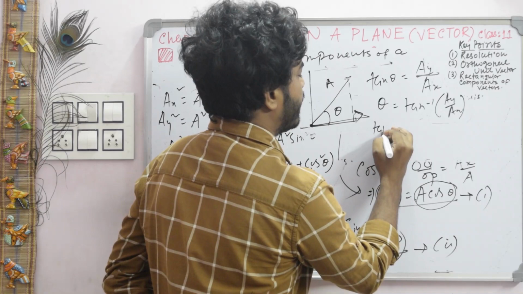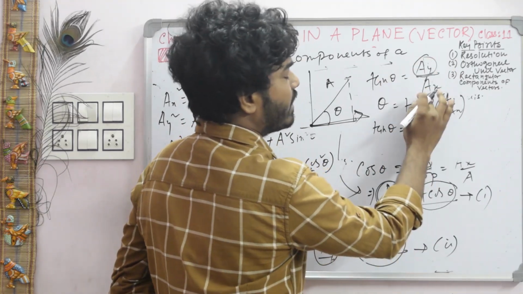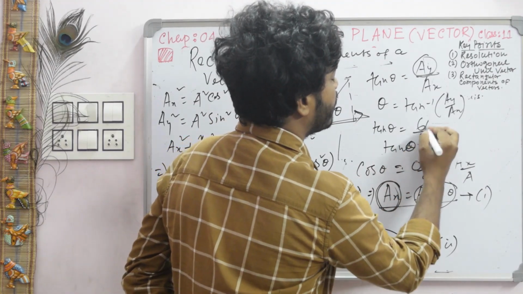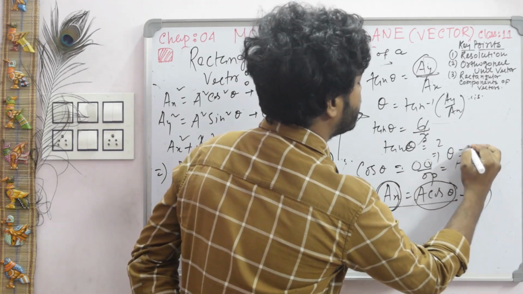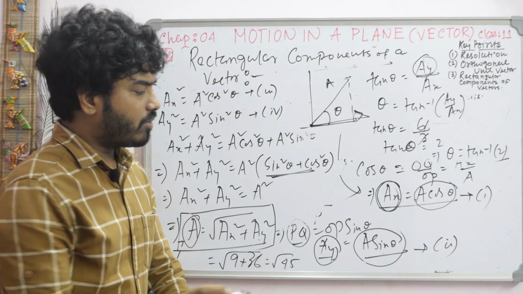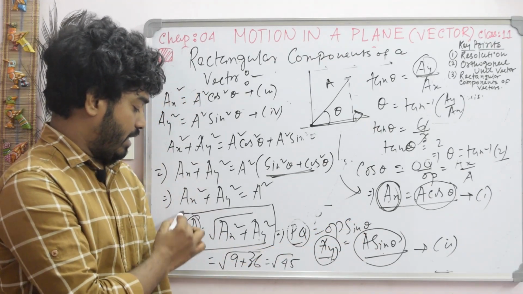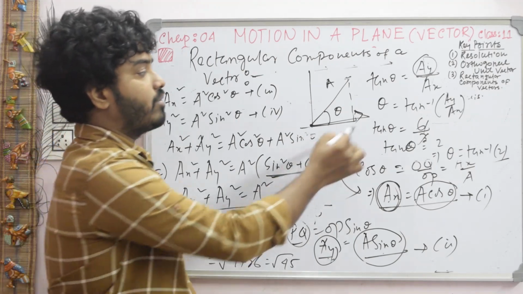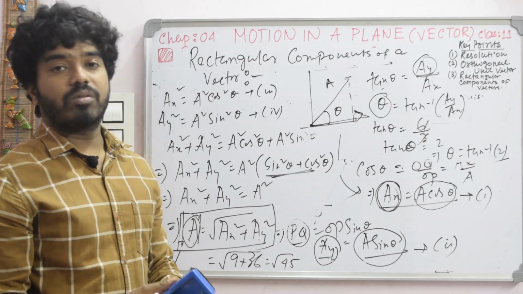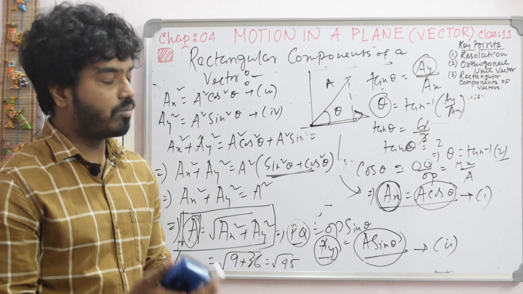Suppose tan theta is equal to Ay, that is 6, over Ax, that is 3. So tan theta is equal to 2, and from here you can say theta is equal to tan inverse 2. This part is very important, students. The formula of Ax, the formula of Ay, the magnitude of A, and the formula of tan theta. With the help of these equations, we solve some important numericals related to this part.